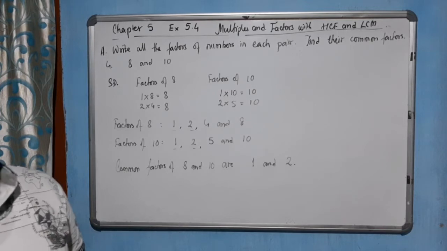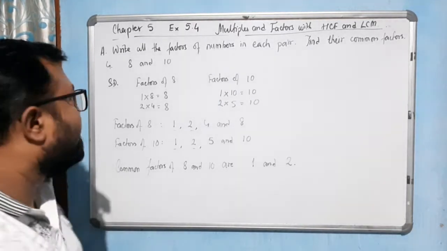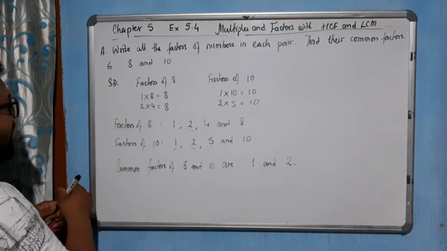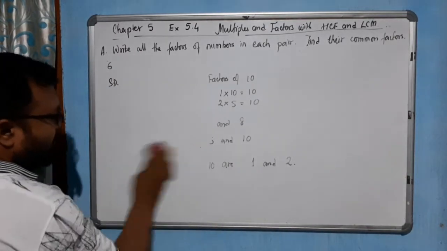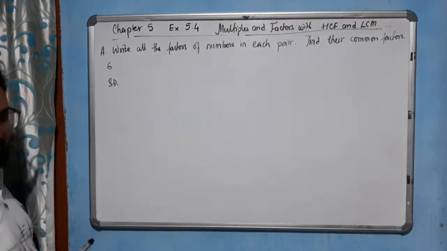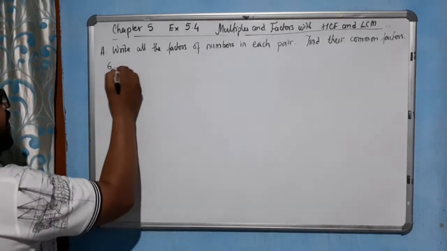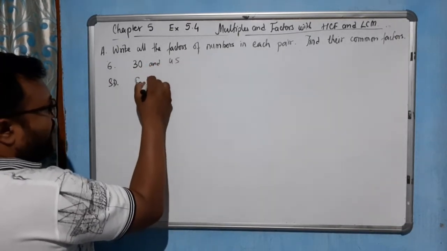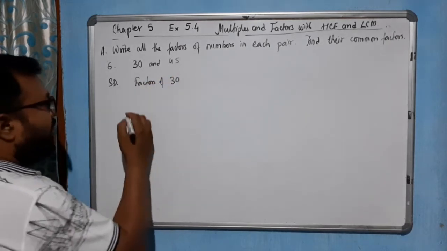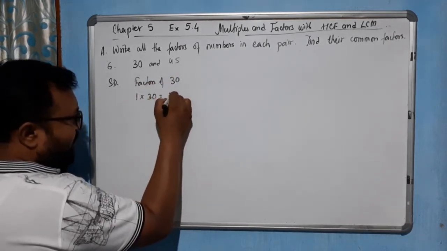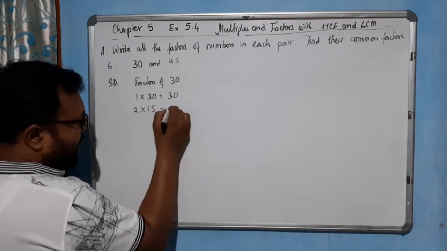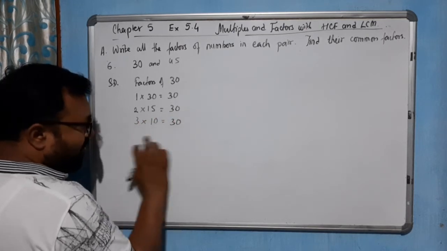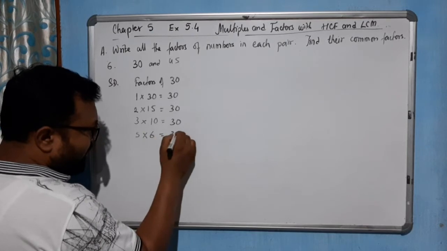Let's take 30 and 45. It's question number 6. Let's see. 30 and 45. See, factors of 30: 1 into 30 gives you 30, 2 into 15 gives you 30, 3 into 10 gives you 30, by 4 not possible, 5 into 6 gives you 30, ultimately I can write it.